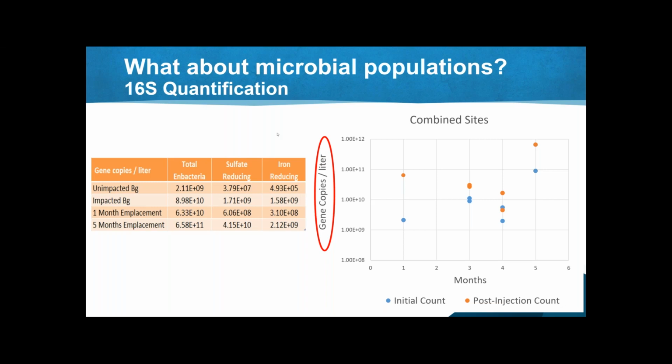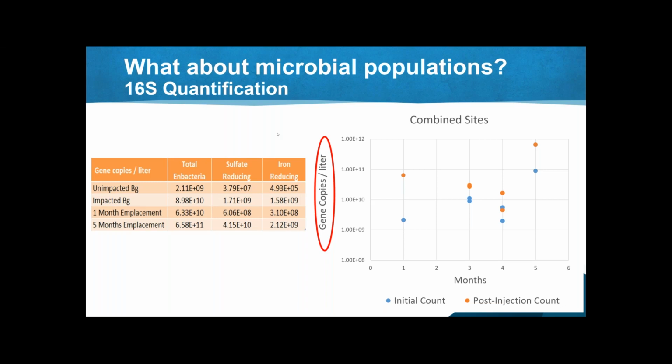If you look in the impacted area prior to injection, you'll see that the numbers are generally higher. So it's 10-fold higher for the impacted over the unimpacted total bacteria. The sulfate reducing bacteria are 10 to the 9th, right? Versus the iron reducing bacteria, which are also up quite a bit. At 1 month post-emplacement, we seem to be stable, or possibly with the iron-reducing bacteria a little bit lower.